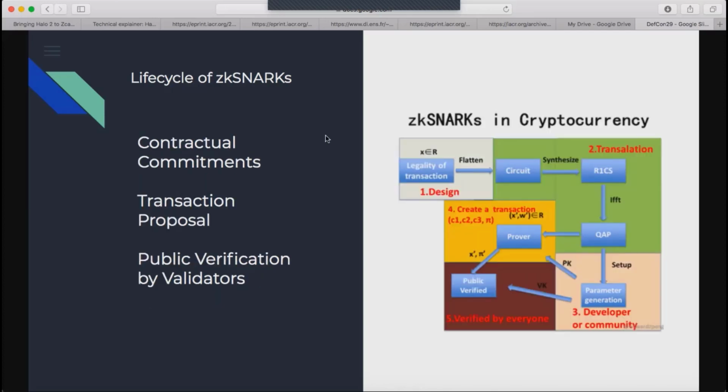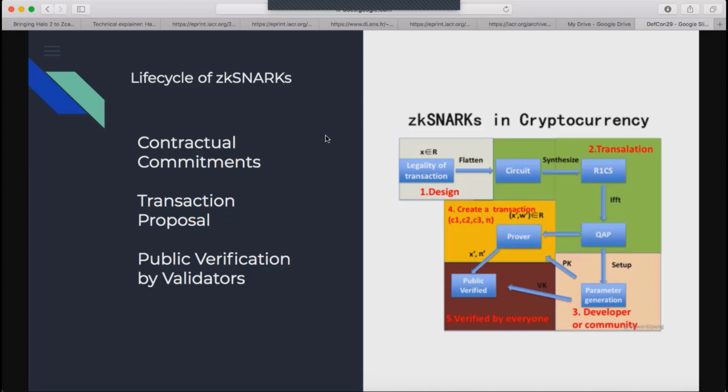Now, we have to think about how ZK-SNARKs and, generally, zero knowledge proofs are relevant to cryptocurrencies. First, we start with an expression, an argument of knowledge. Like, we want to check the legality of a transaction. For example, we want to verify if this escrow contract is legal.